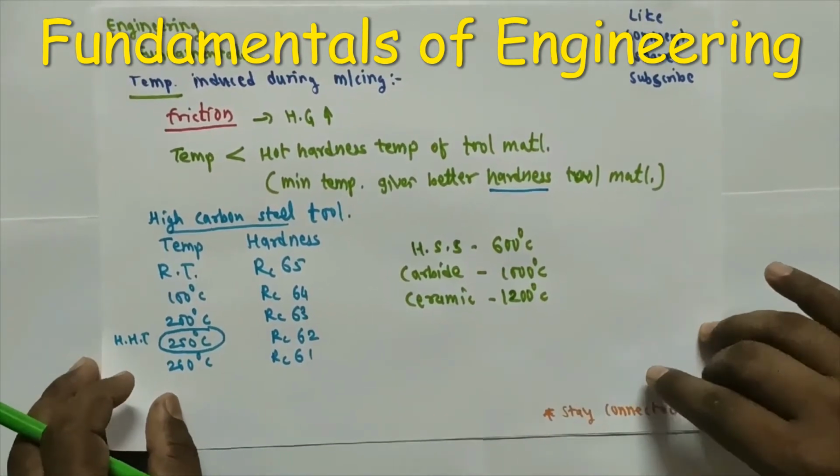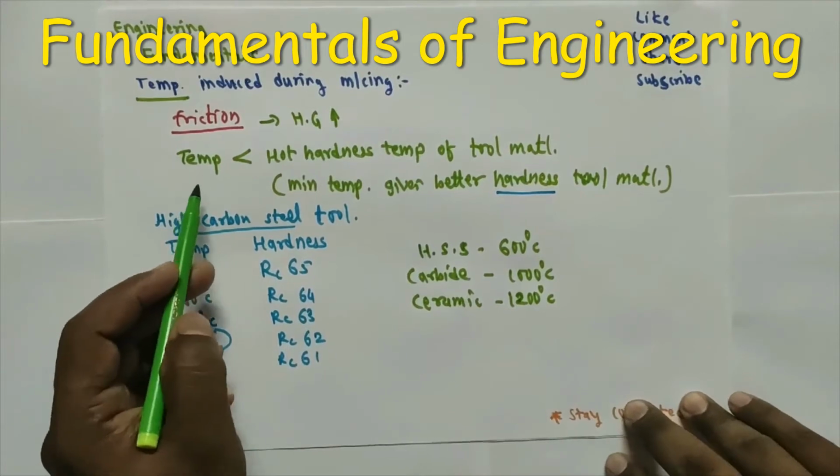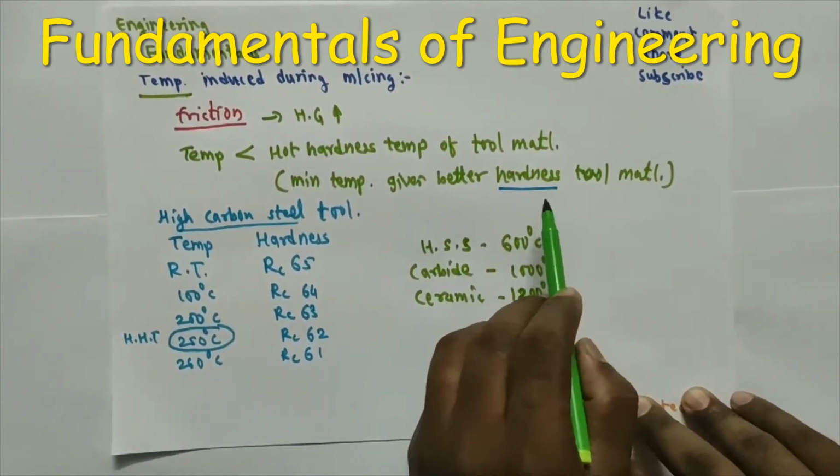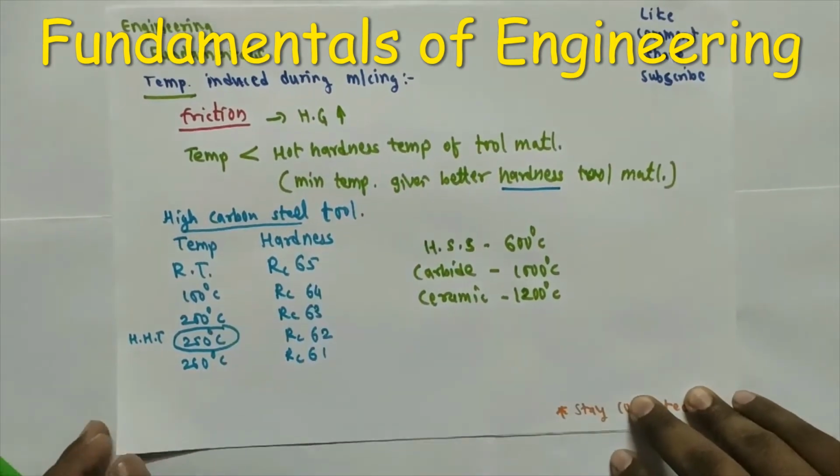So whatever temperature is generated, it should be less than this hot hardness temperature, so that the hardness of the tool remains the same and it can remove the material easily.